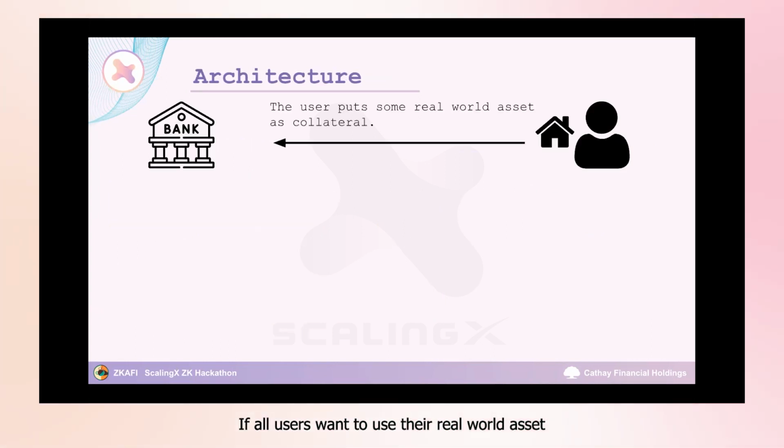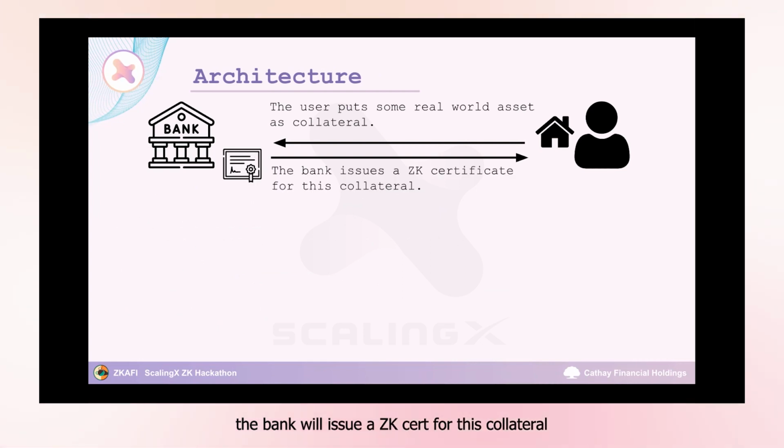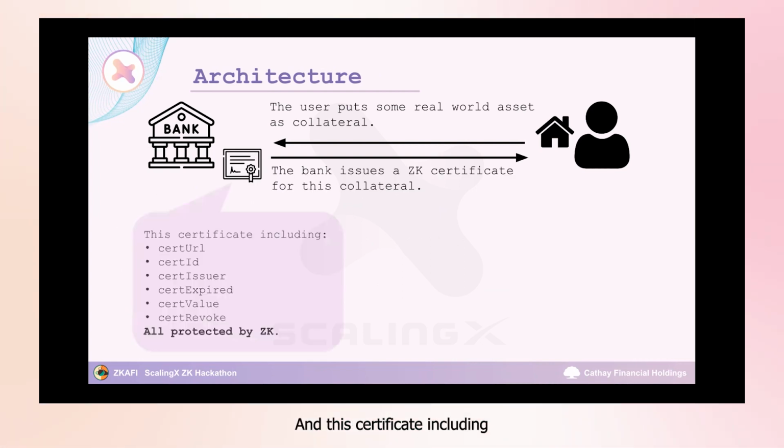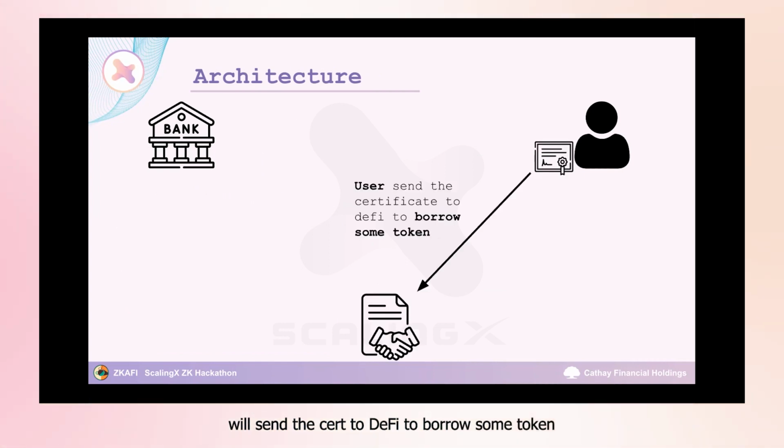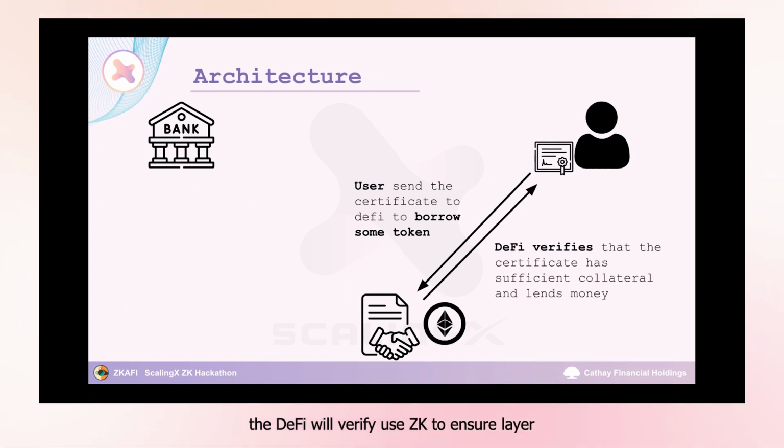If our user wants to use a real world asset as collateral, they send it to the bank, and the bank will issue a ZK cert for this collateral. This cert is a special Merkle tree, including the URL, IDs, SPRI, value, and revoke. All of this is protected by the ZK. And the user will send the cert to the DeFi to borrow some token. The DeFi will verify, using ZK to ensure they have sufficient collateral, and lend money to the user.